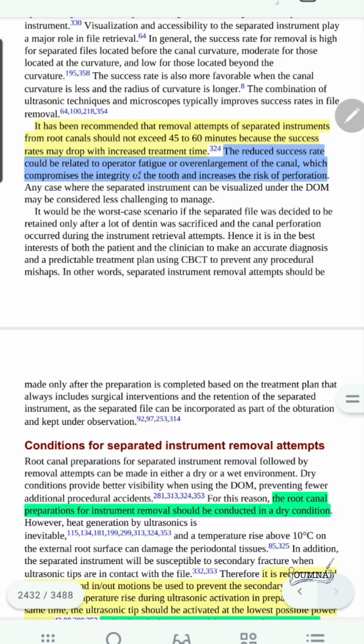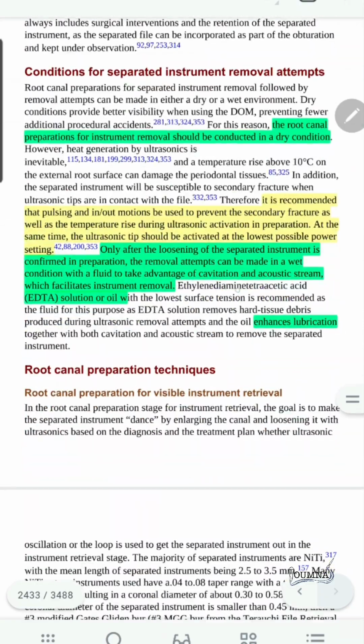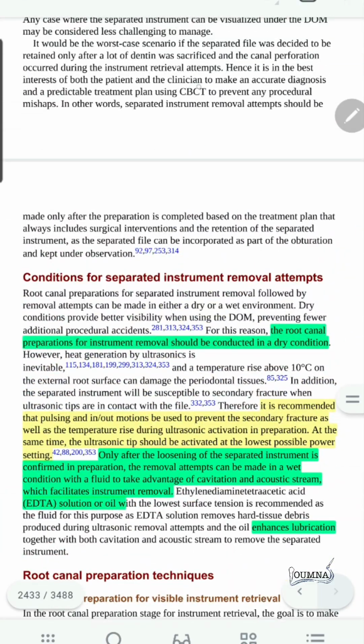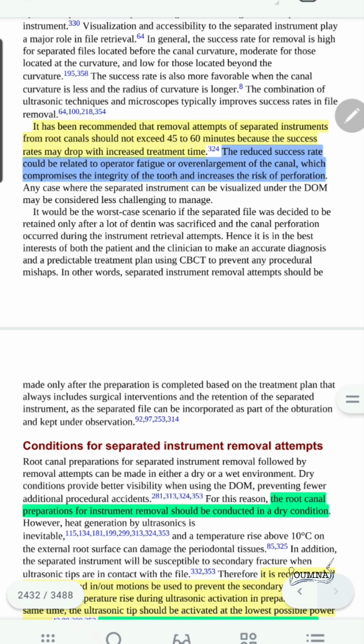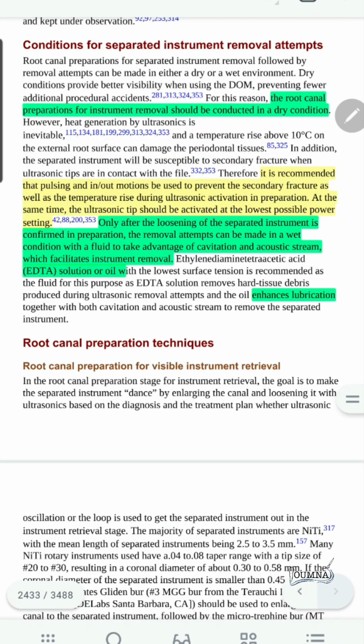The dentist will be tired. We will have an over enlargement of the canal. Also, we will increase the risk of perforation, and the instruments that we are using will become fatigued also. When we attempt to remove it, it must be in a dry condition in order to have a good vision where we are applying the force.